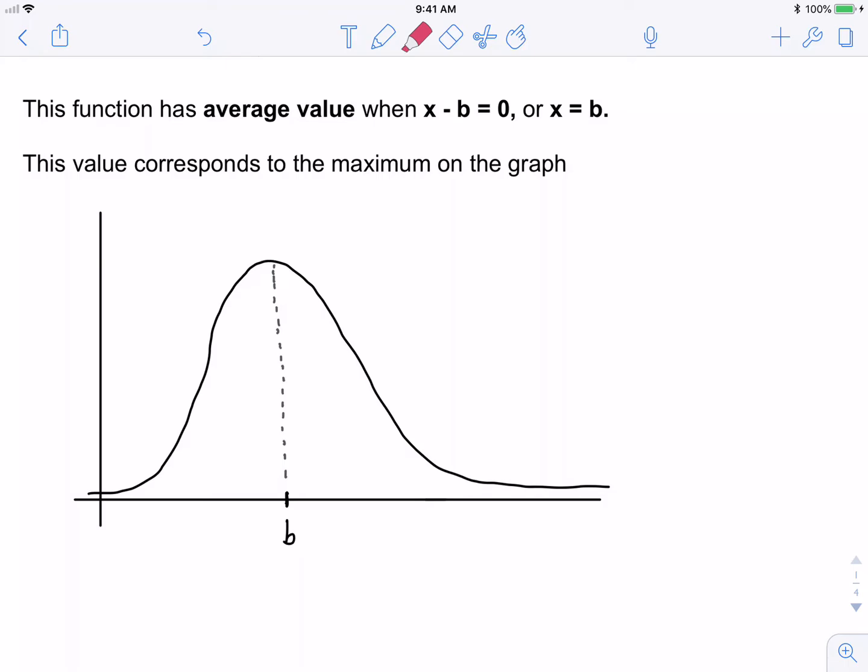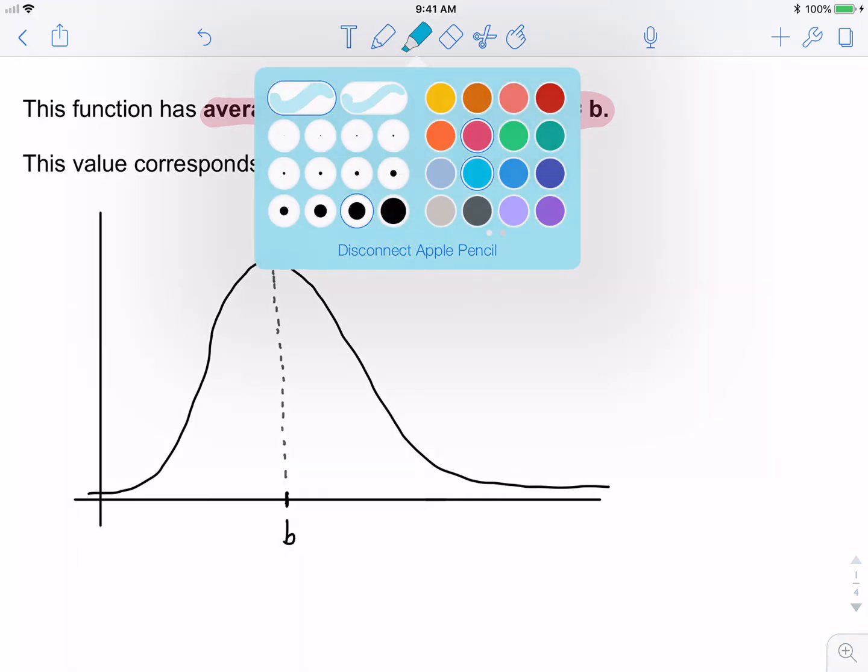And this is just any Gaussian model. It's not a standard normal distribution. But we can say some things about any of these in general. One thing in particular is that it has an average value. So we say the function has an average value when x minus b is equal to 0, or x is equal to b. If we look at the graph, we see that b is marked off as the top of the bell-shaped curve, and it always gives us the maximum value for our Gaussian model.